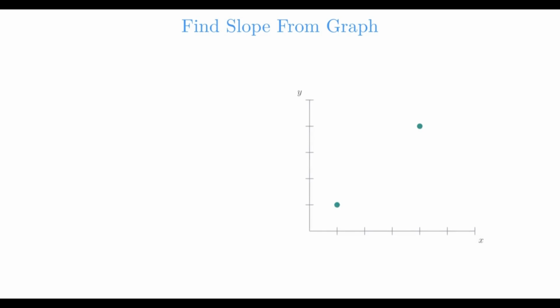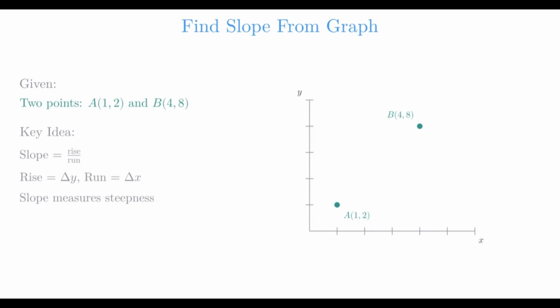What does slope really mean? It's not just a formula. It tells you how steep a line climbs. Many students memorize y2 minus y1 over x2 minus x1, but without a picture, the number feels meaningless. Goal: find the slope between 2 points and see what it means on the graph.